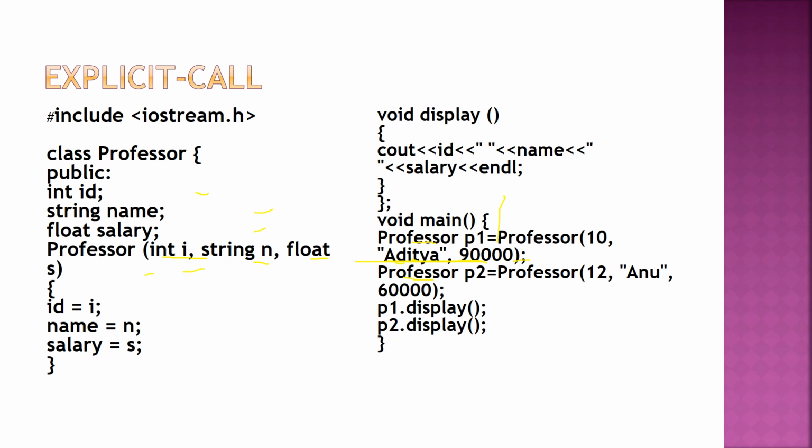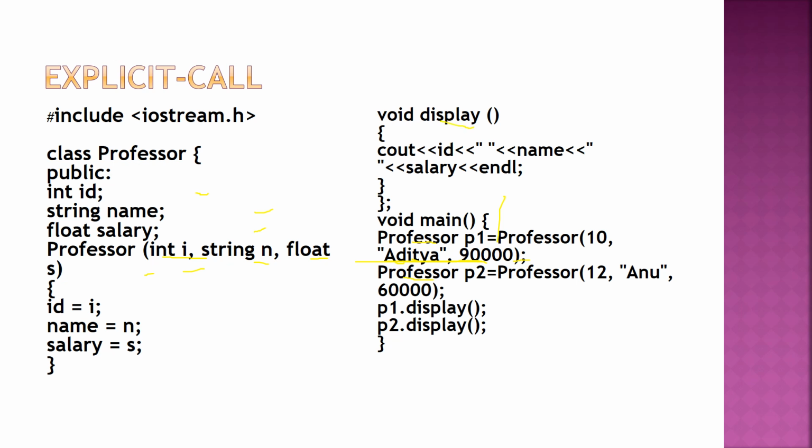This is the constructor, and I have that in public. I have three data members, that is name, salary, and the ID. And I have also created a member function called display. Now let us go to the main program.